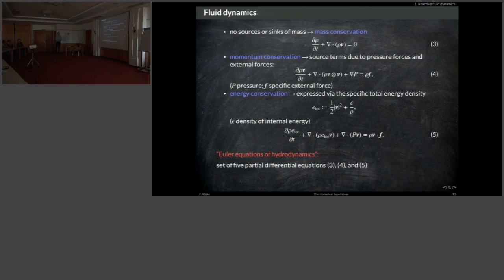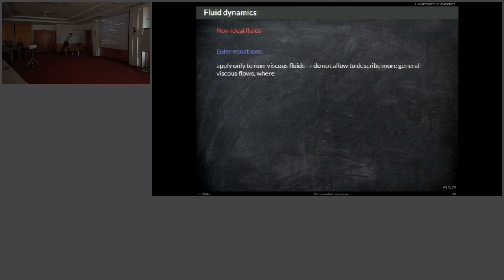So these are the Euler equations of fluid dynamics. That's a set of 5 partial differential equations, and these describe the hydrodynamics of an ideal fluid. Of course, they cannot be solved as they stand here, because we still need to close them with an equation of state that relates the energy to the density and the pressure. We discussed this morning how we can describe Y12 matter in terms of an equation of state. Okay, so this is ideal fluid dynamics.